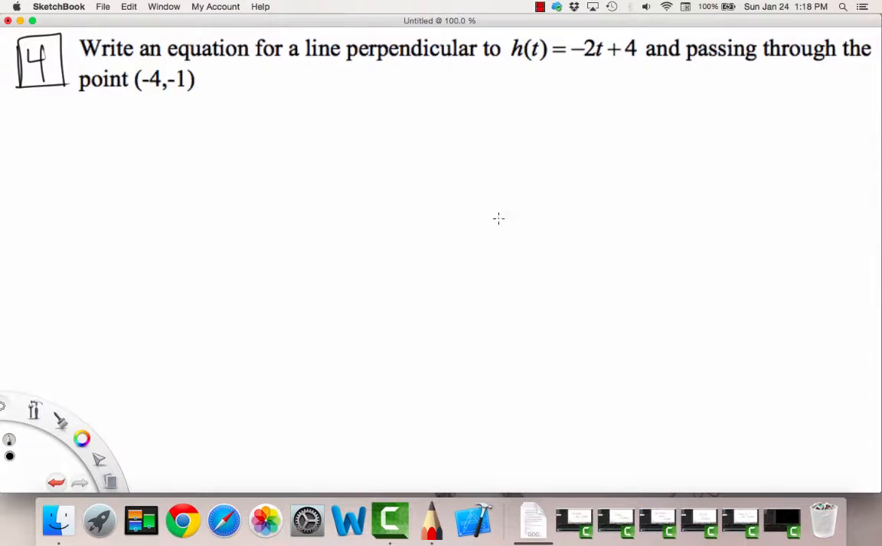Okay, last question, number 4. So we have: write an equation for a line perpendicular to h of t is equal to negative 2t plus 4 and passing through the point negative 4, negative 1. Okay, so let's work with just this equation first.